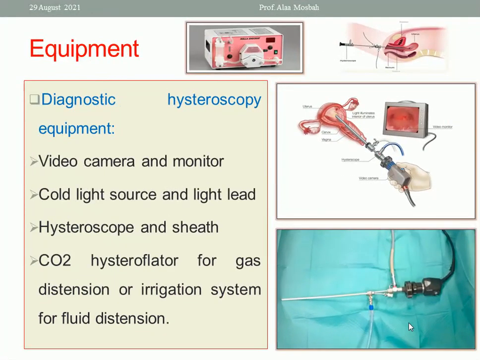So, what is the equipment of hysteroscope? This is the set of hysteroscopy, as you see. This is the telescope, or hysteroscope, and sheath, and this is for fluid irrigation, and this is for the light source, and the lens is here, and here is the eyepiece connected to the camera. This camera is connected to the monitor. So I see the cavity of the uterus as in this picture on this monitor.